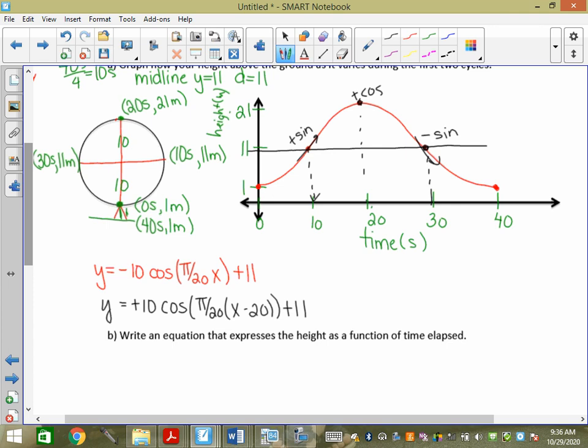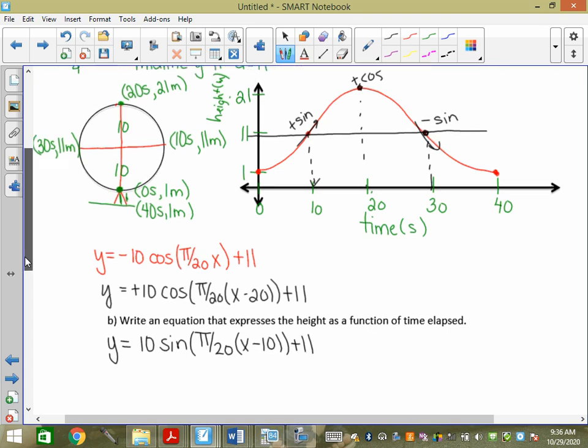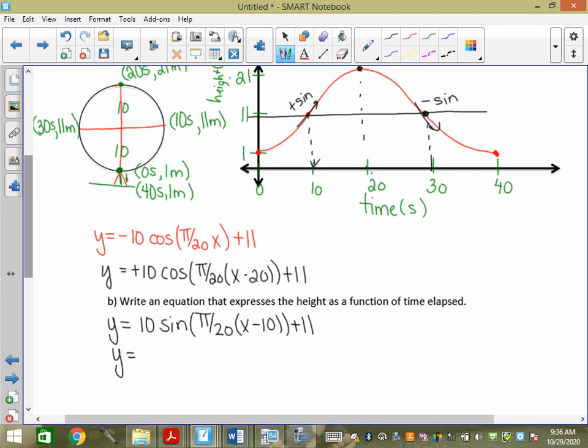Or they could say determine the sine equation with a positive. So I'm going to go 10 sine pi over 20 x, positive one's 10, x minus 10 plus 11. Or they could say determine the sine function where a is less than 0. So I get negative 10 sine pi over 20 x minus 30 plus 11. Do you see how drawing the circle you actually have all your C values?